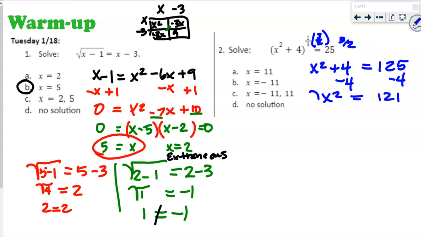Now we're going to take the square root of both sides, right? And remember, when we take the square root over here, there's going to be a plus or minus in front of there, right? So this is going to be x is equal to plus or minus 11. So the answer was C there, okay?